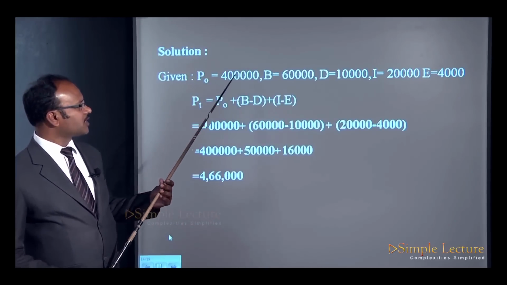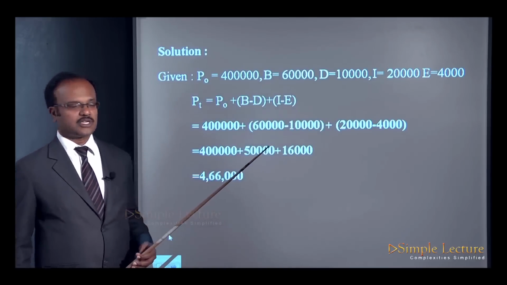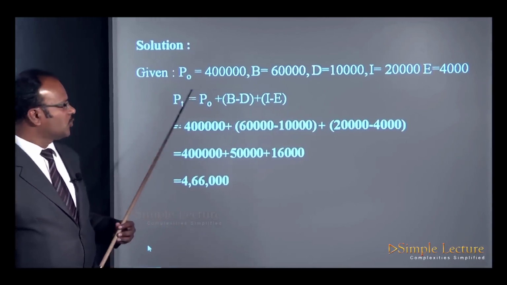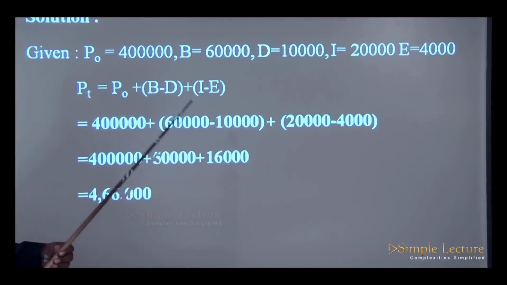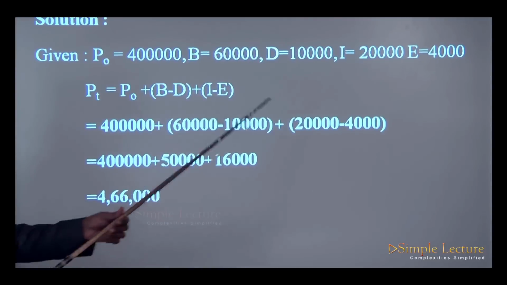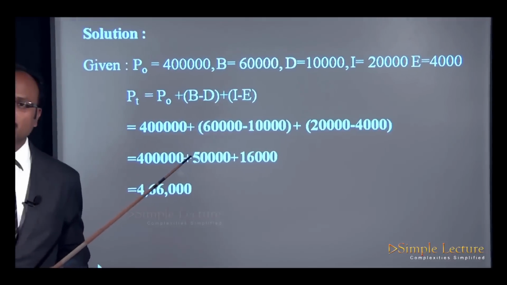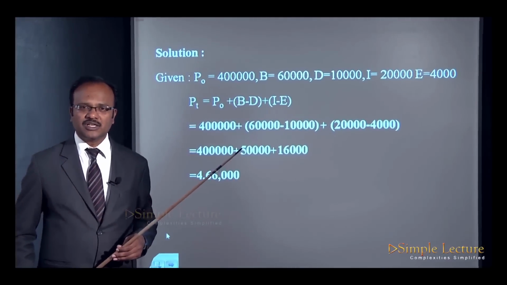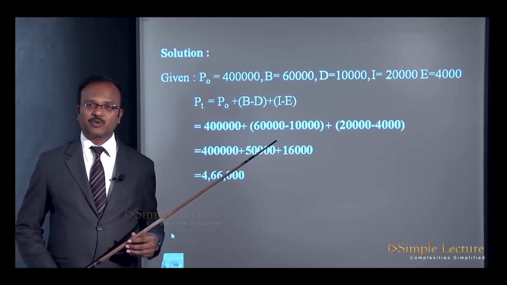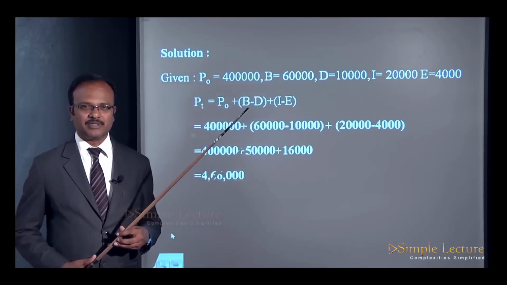So what do you get? See, P0 is 4 lakh, B is 60,000, D is 10,000, I is 20,000, E is 4,000. Substitute in the formula, PT is equal to P0 plus B minus D plus I minus E. You will get 4 lakh plus 60,000 minus 10,000 plus 20,000 minus 4,000. 4 lakh plus 50,000 plus 16,000 will give us 4,66,000. Now what is the population at the end of 2013? 4,66,000. How much was it in 2012? By the end of 2012 it was just 4 lakh. Now how much growth has happened? 66,000 growth has happened. Got it?